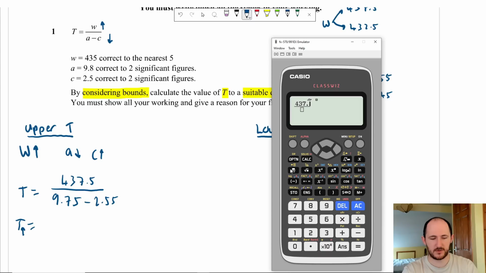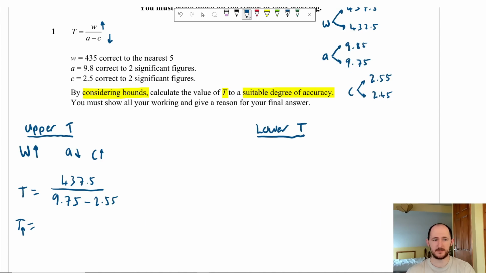So 437.5, divided by 9.75, subtract 2.55, gives me probably kind of a long number. Yep, and I'm going to write the whole thing down, because I've seen people round this a bit too early, and then they get the wrong answer at the end because they don't spot something later on.